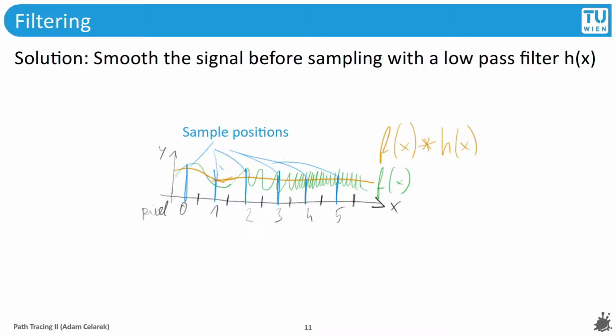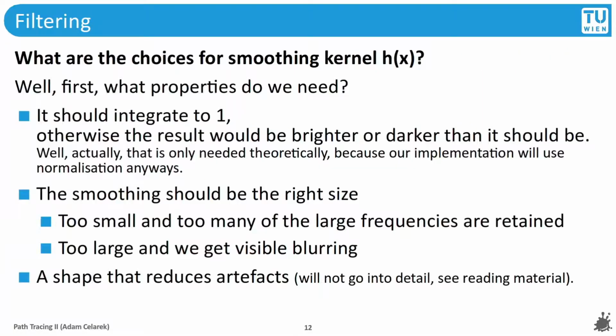Let's look now into choices for the filter, or convolution kernel H. First, we have to look at the properties that we need. It should integrate to 1. This is because f of x convolved with h of x should not be brighter or darker than the original signal. This is more of a theoretical constraint, as any convolution kernel can be scaled, and in fact we do that as part of the equation that we will see and use later.